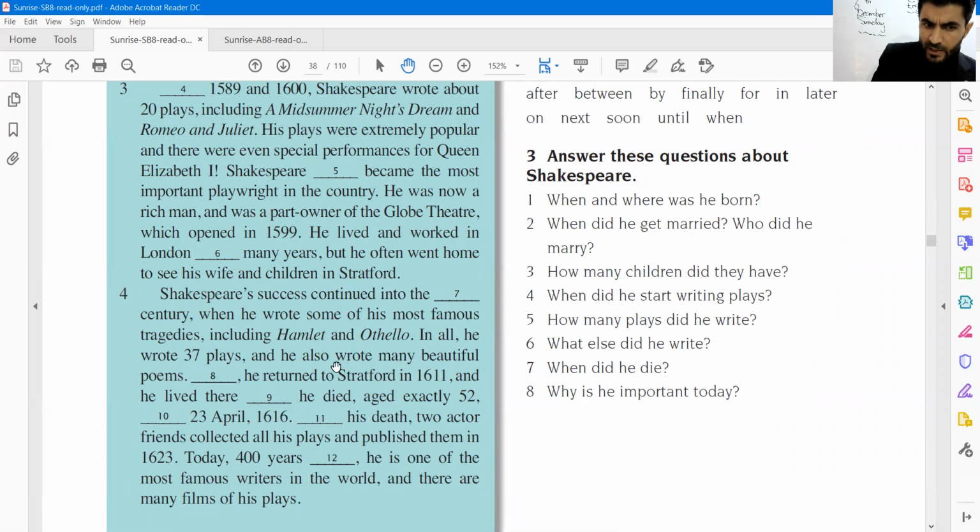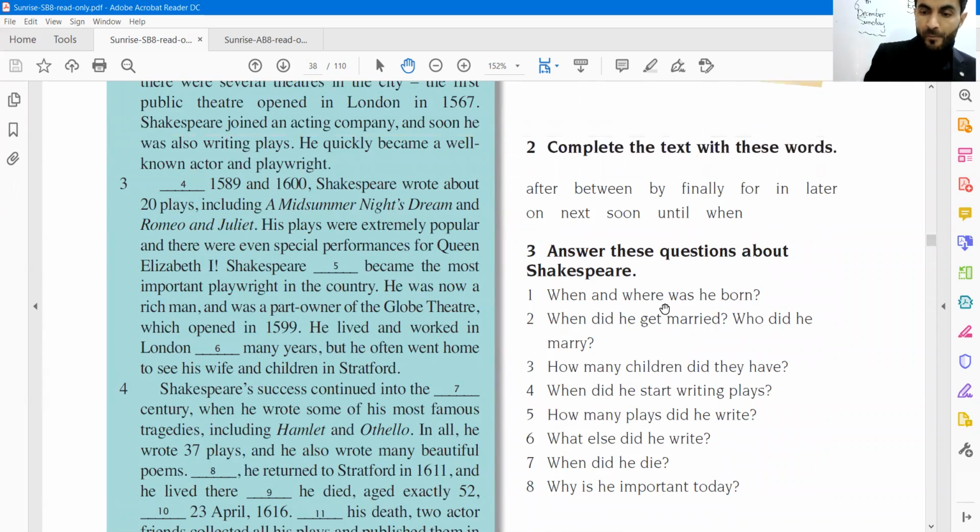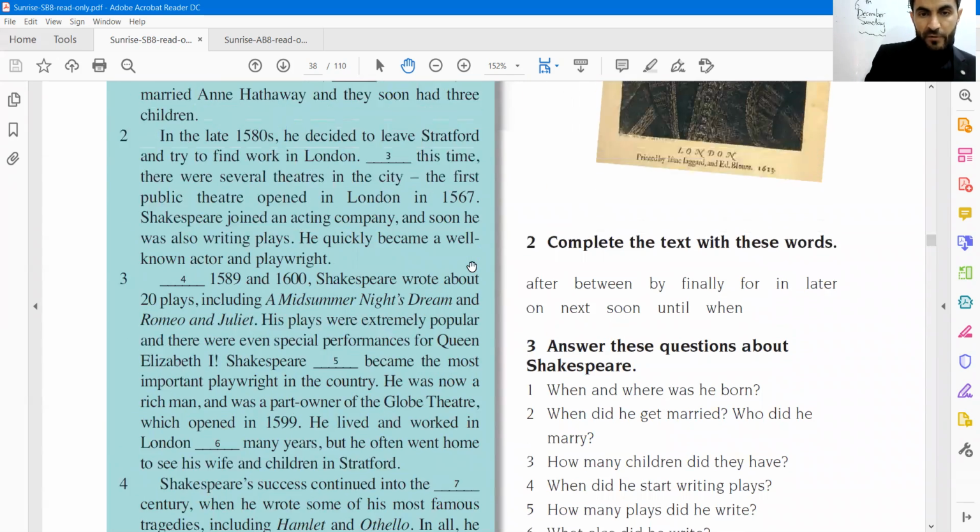Number 7, when did he die? Well, he died on 23rd of April, 1616. Okay, and why is he important today? Well, you can say he is important today because he is one of the most famous writers in the world. Okay? So that was about the life of Shakespeare.